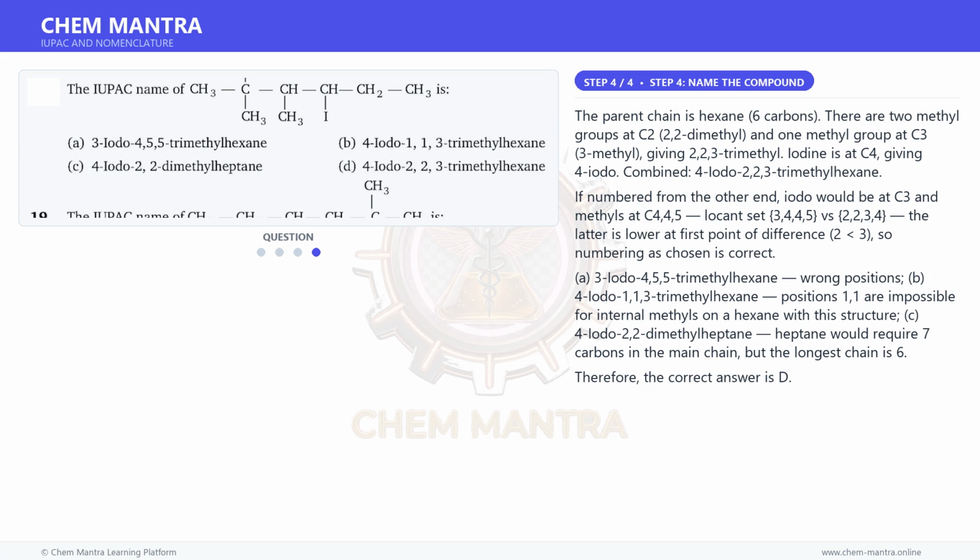A. 3-iodo-4,5,5-trimethylhexane, wrong positions. B. 4-iodo-1,1,3-trimethylhexane, positions 1,1 are impossible for internal methyls on a hexane with this structure. C. 4-iodo-2,2-dimethylheptane. Heptane would require 7 carbons in the main chain, but the longest chain is 6.